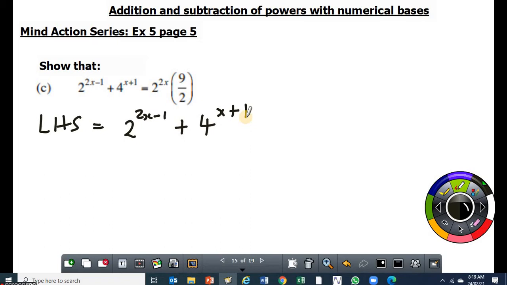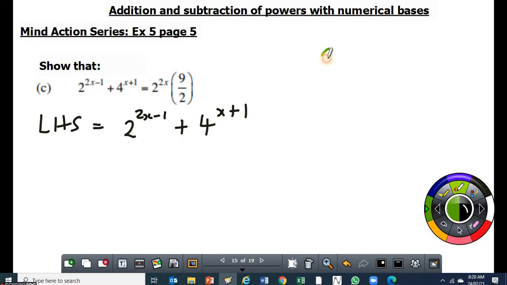You see that on the right-hand side, we've got an exponent which is 2x. You see that? That 2x. It means here, I need to create that 2x, and here, I need to create this 2x. Let the question guide you. So, I'm going to split this up using the first law.